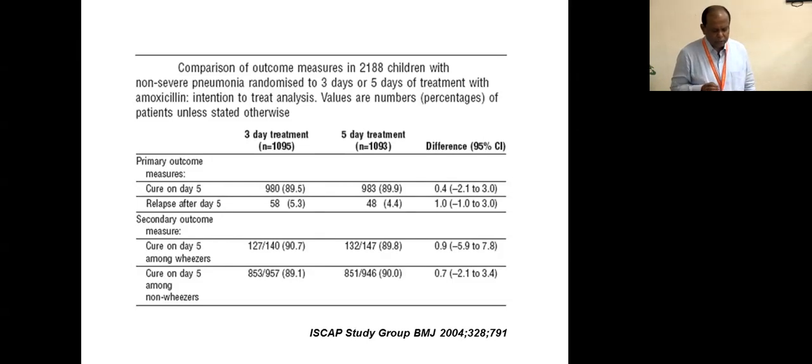It could be as low as minus 2.1%. When I say as low as minus 2.1%, usually we calculate the difference of the new intervention minus the standard of care. Please remember this, don't change it. In all my slides, I'm going to talk about the new intervention minus the standard of care intervention. So when you see a minus sign, 2.1%, it says the 5 days arm is better, because that is where you get the minus sign.